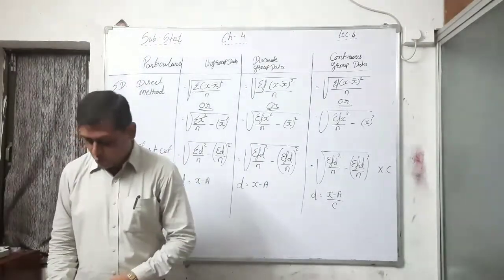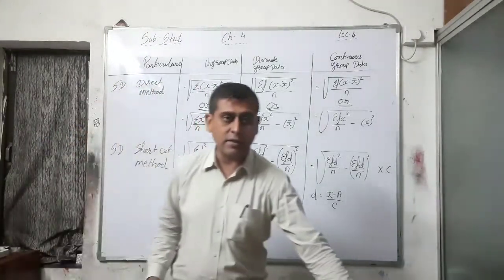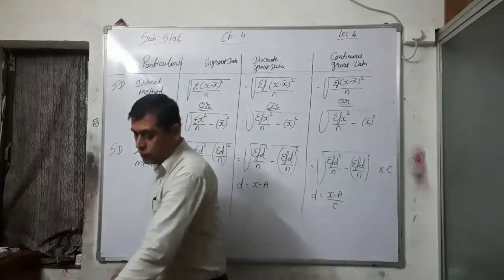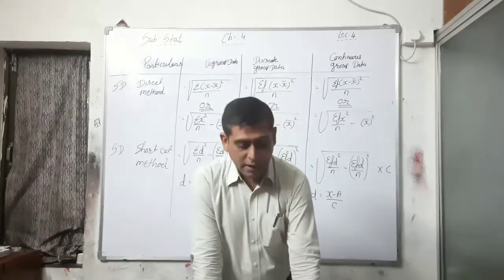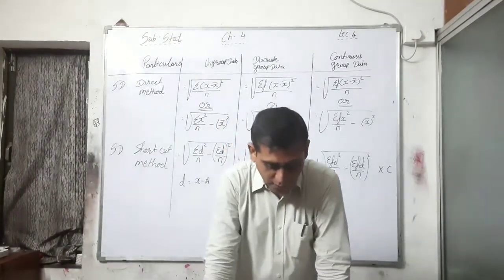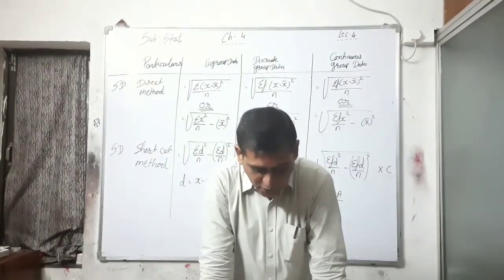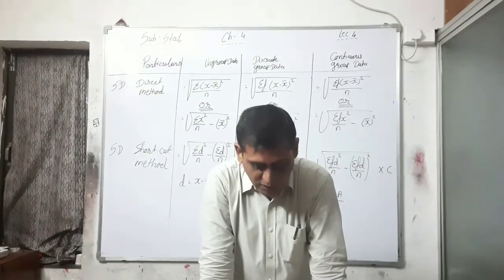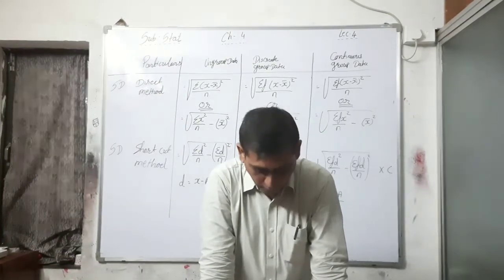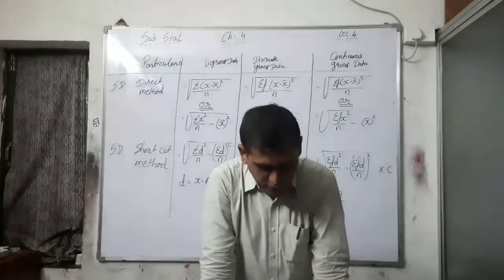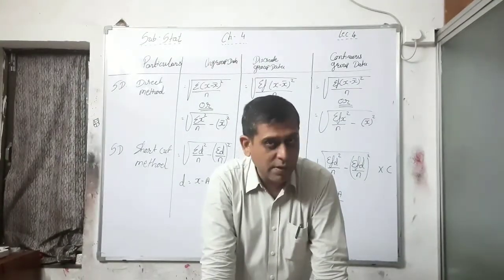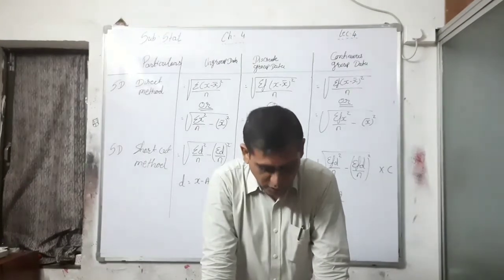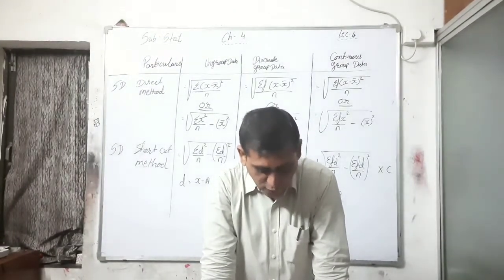Now move forward to our next illustration, illustration number 12. It is on ungrouped data. I am reading that question. The runs scored by a batsman in his last 7 matches are given below: 52, 58, 40, 60, 54, 38 and 48. 7 matches, that's why 7 observations. Find the variance of the runs.